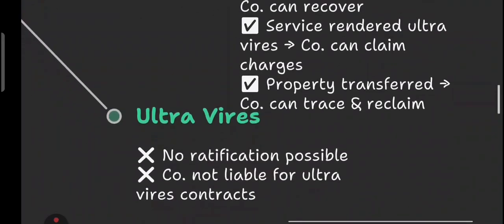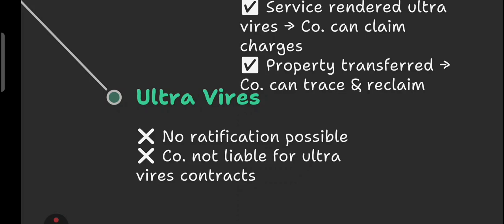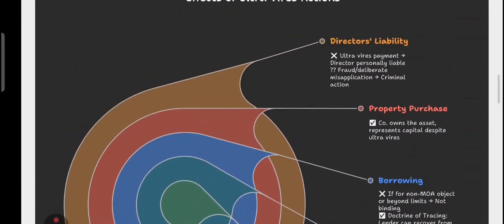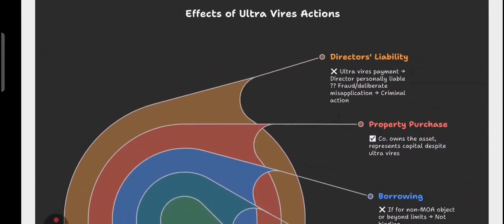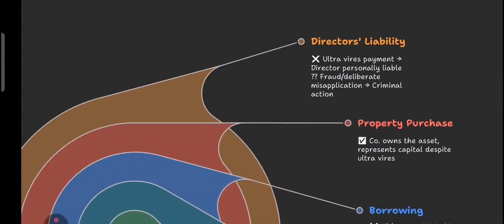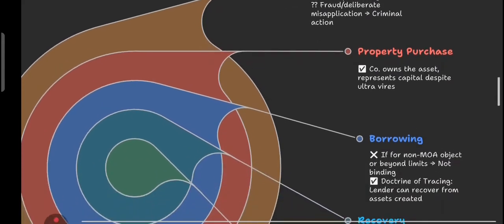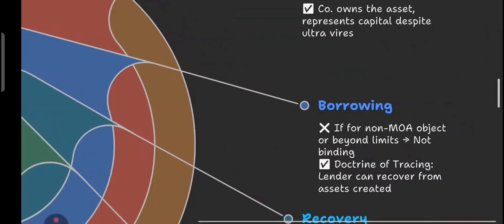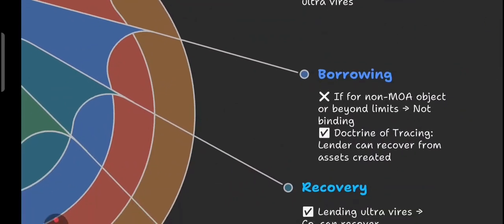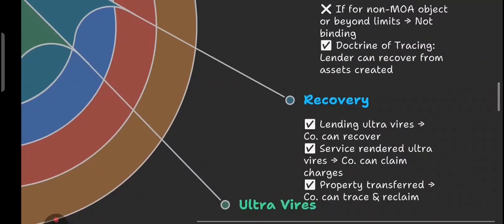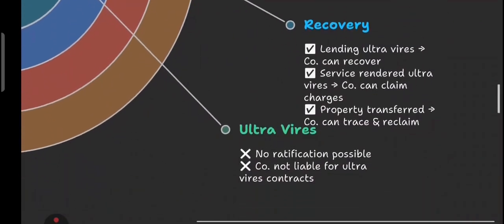Now, the ultra vires contract. See, the company cannot ratify an ultra vires contract. No one can enforce such a contract against the company. So these are the very important points. Means what are the powers of the company? Means what can the company do? What are the effects? Director liability is limited, because the director can be sued if he takes any decision. Then property purchase, it is valid. You can see I have given a cross and a tick mark also, right? Lender can recover the asset. In ultra vires lending, the lender can recover. For services rendered ultra vires, they can claim charges, right? So these are the important parts.